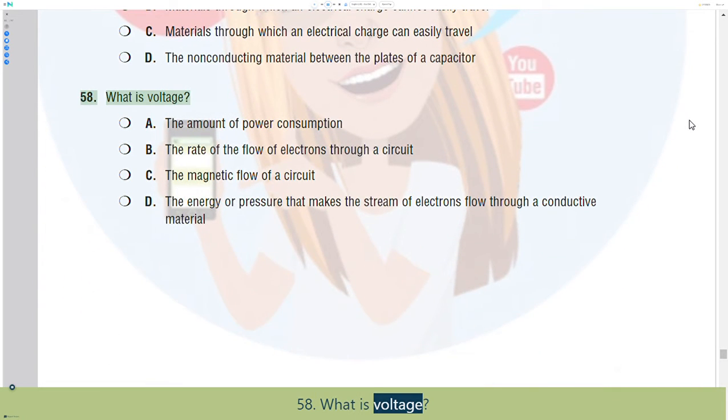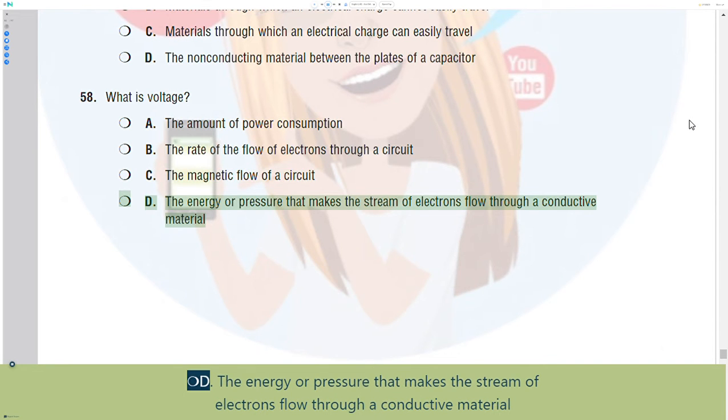58. What is voltage? A. The amount of power consumption. B. The rate of the flow of electrons through a circuit. C. The magnetic flow of a circuit. D. The energy or pressure that makes the stream of electrons flow through a conductive material.